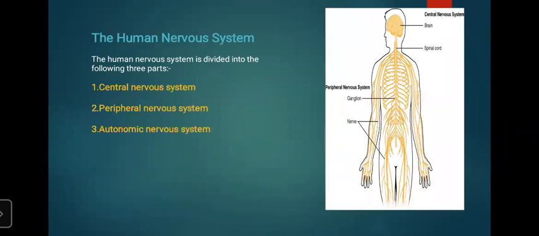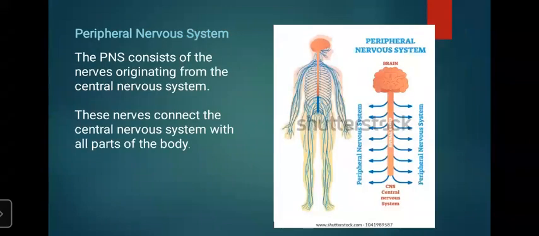These are the three types of nervous system: central nervous system, peripheral nervous system, and autonomic nervous system. Central nervous system at the top with brain and spinal cord. Peripheral at the side. Okay, so these are peripheral nervous system. Now, peripheral nervous system consists of the nerves originating from the central nervous system. You can see easily in the picture.